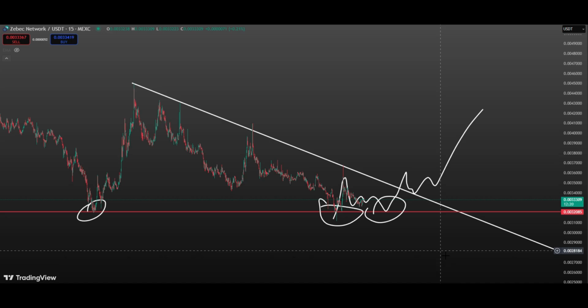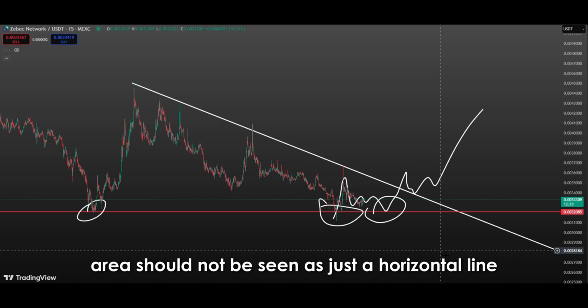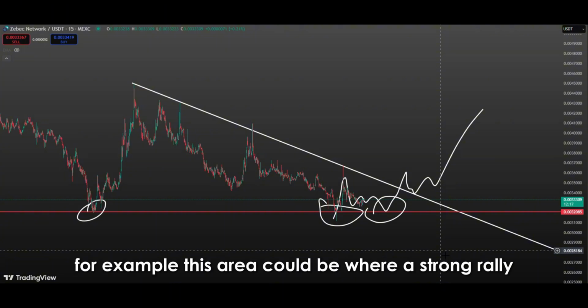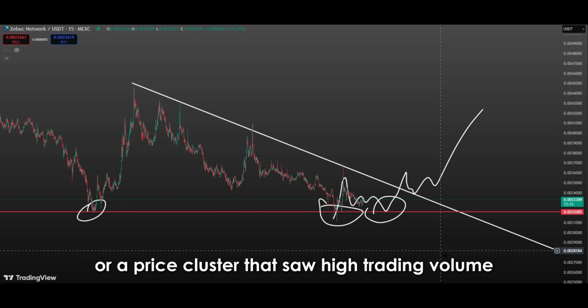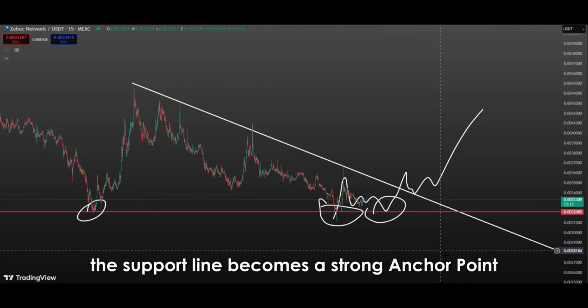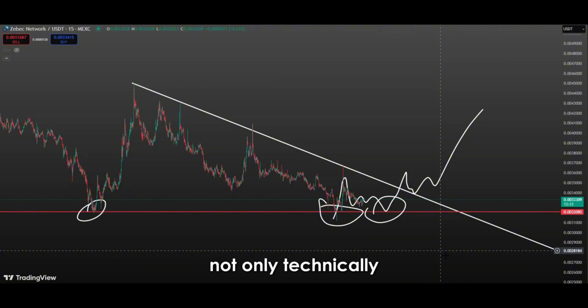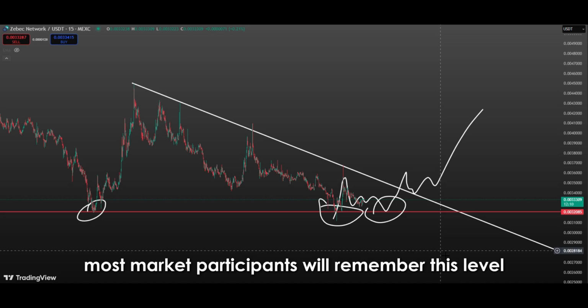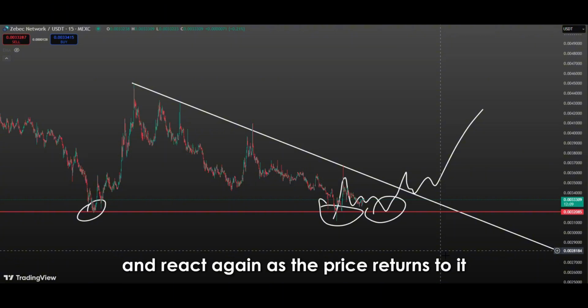Moreover, the support area should not be seen as just a horizontal line, but also as a key structural level formed by previous price action. For example, this area could be where a strong rally previously began, or a price cluster that saw high trading volume. In such cases, the support line becomes a strong anchor point, not only technically, but also in terms of investor psychology. Most market participants will remember this level and react again as the price returns to it.